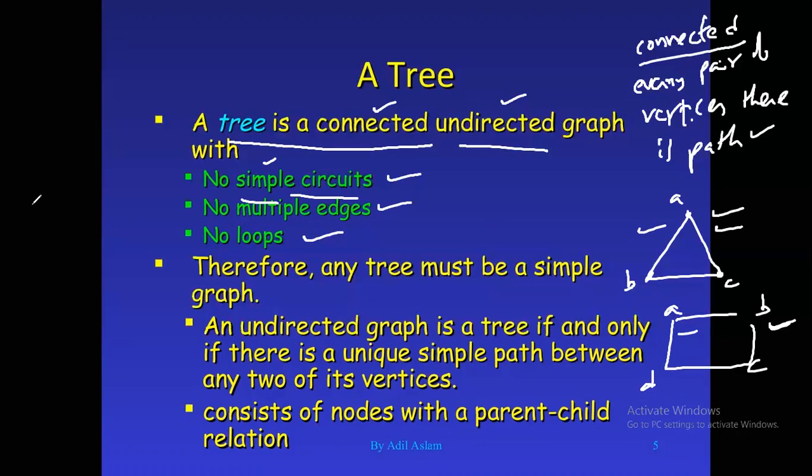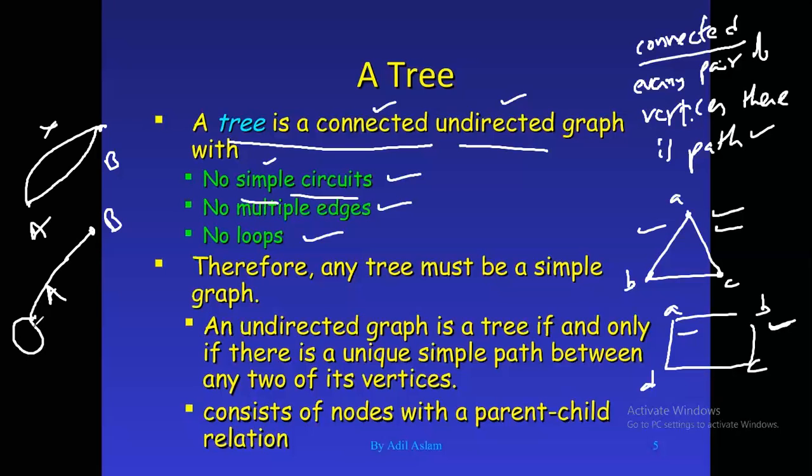Next, no multiple edges. For example, A is one vertex, B is one vertex, this is one edge, and this is another edge. So these types of multiple edges are not allowed. Loops. A loop means, for example, A is a vertex and one edge starts and ends at A only. This is one loop. Here is some vertex B with one edge whose starting and ending points are the same. So no circuits, no multiple edges, no loops. Then that graph is called a tree.